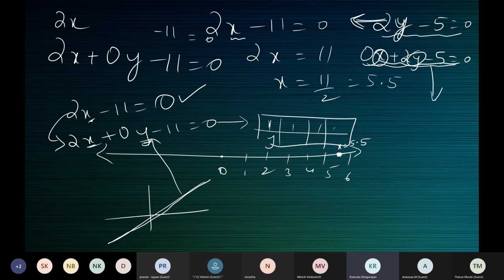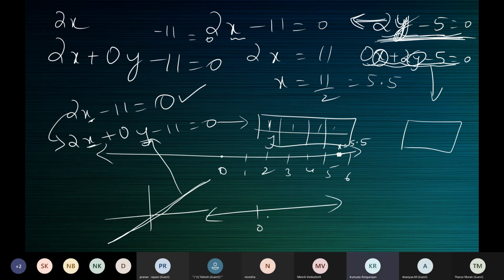That means for this one, we need to make the xy table and get the straight line. And this one, how do we represent this? On solving this, you will get 2y is equal to 5, y is equal to 5 by 2. And what is 5 by 2? y is equal to 2.5. Where is 2.5? This is y is equal to 2.5.